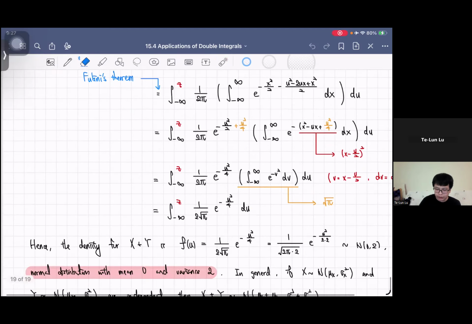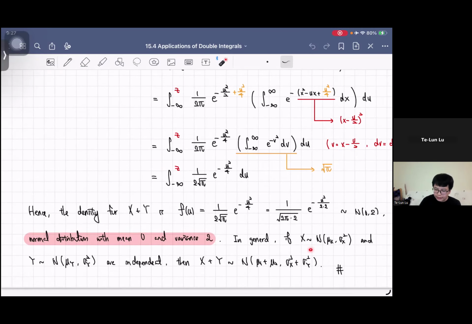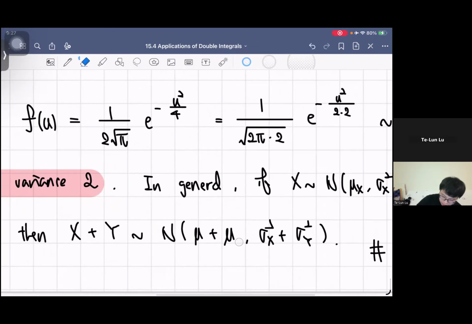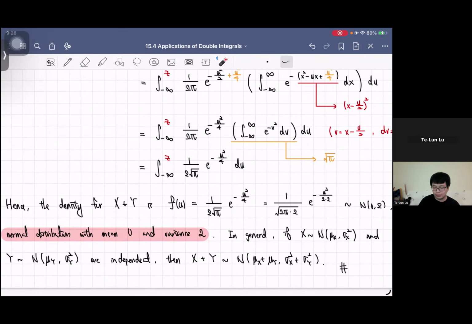And that is not just a coincidence. Actually, it is a general principle that when x has a normal distribution with mean mu x and variance sigma x squared, and y has a normal distribution with mean mu y and variance sigma y squared, if they're independent, then the density function for x plus y is also a normal distribution, where the mean is given by simply adding up mu x and mu y. I didn't write this correctly earlier. Mu x and mu y, where the variance is again simply adding up those two, so sigma x squared plus sigma y squared.